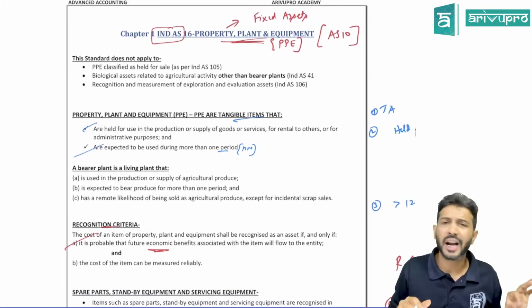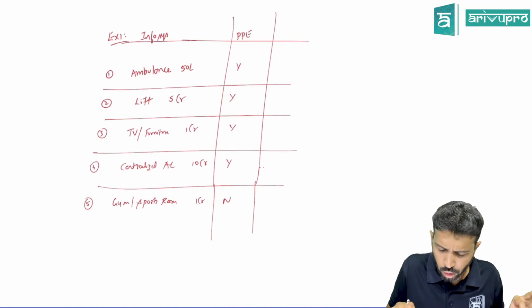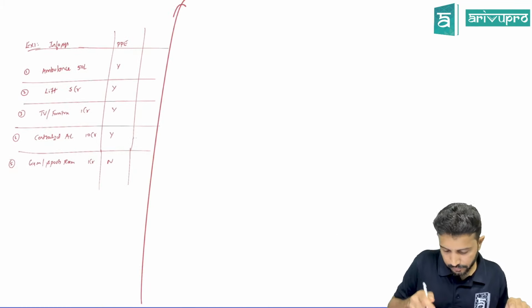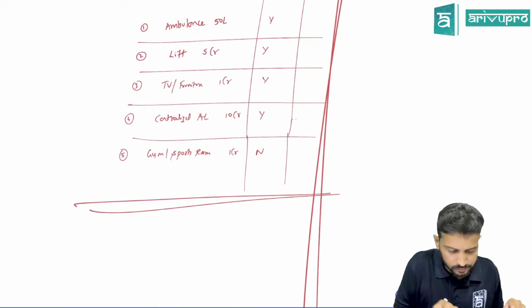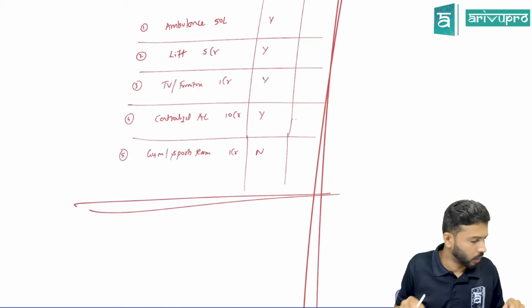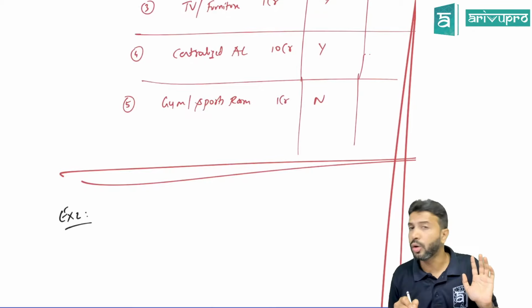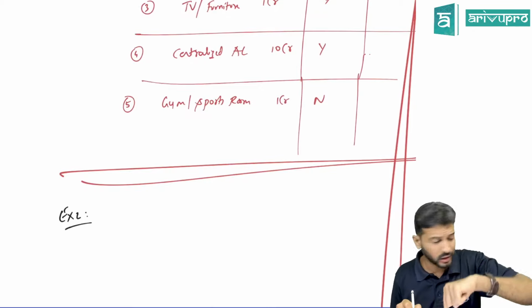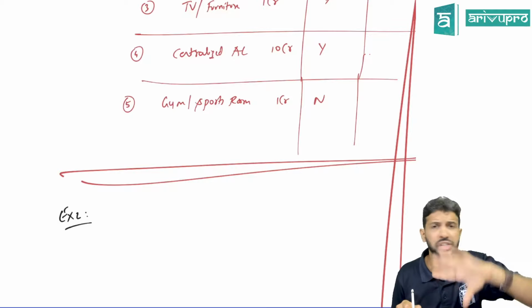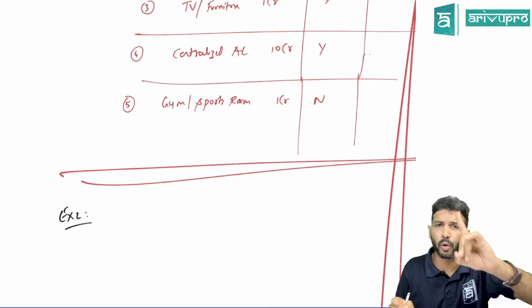Now, are the definition and recognition criteria clear for everybody? No confusion, anyone? Okay, let me give you another small example. This time you will give me the answer keeping the definition and recognition criteria in mind.